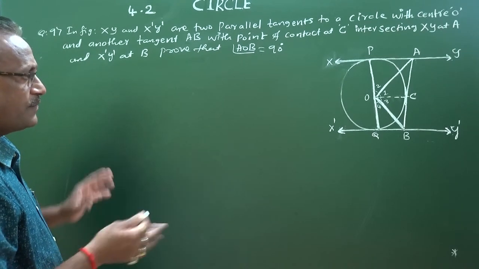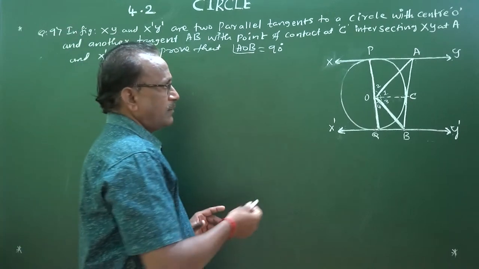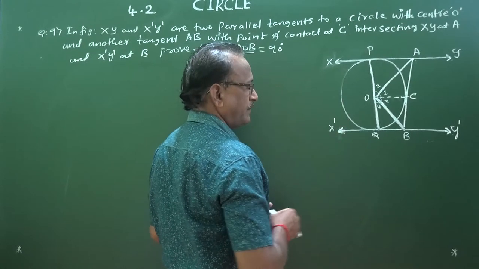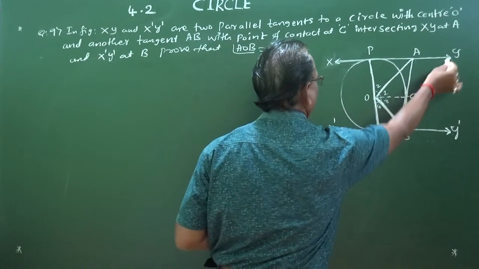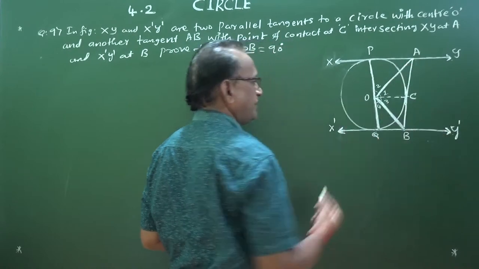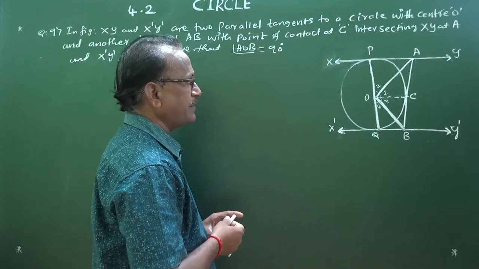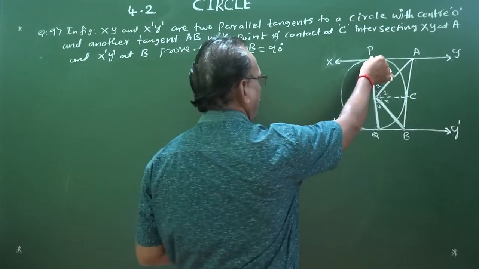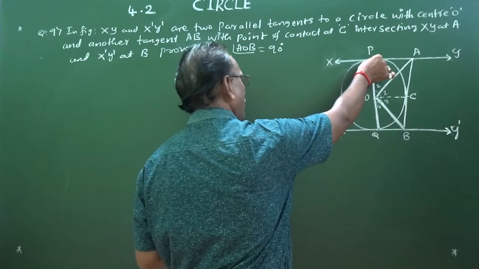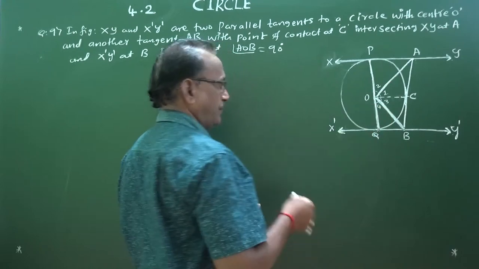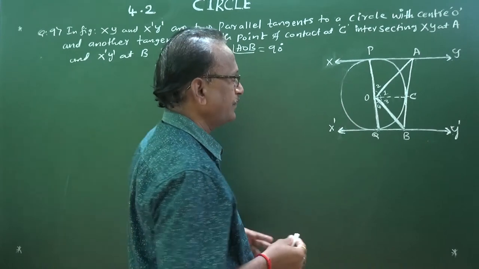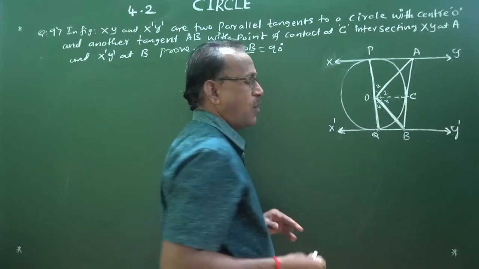So in the given figure, O is the center of the circle. XY and X dash Y dash, these two are the tangents drawn to the given circle at points P and Q. And draw the diameter PQ. The diameter will pass through the center. POQ is called the diameter.